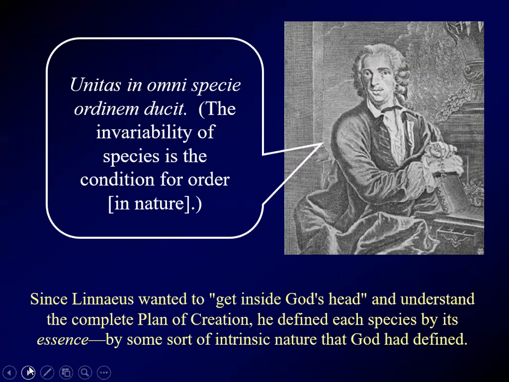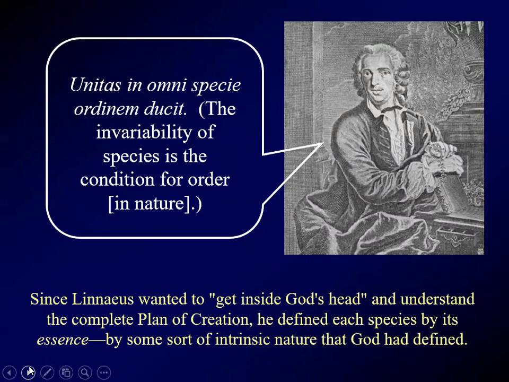And species couldn't vary, or if they did, it was irrelevant. It might be true that all members of a species look a little different from each other, but what's important in this kind of scheme, if you're trying to work out what real species are, is that you believe they are all individual expressions of God's thought, and that classifying in the right way will let you see how God is thinking. If you want to get inside God's head, you define each species by some sort of intrinsic nature that God had defined.